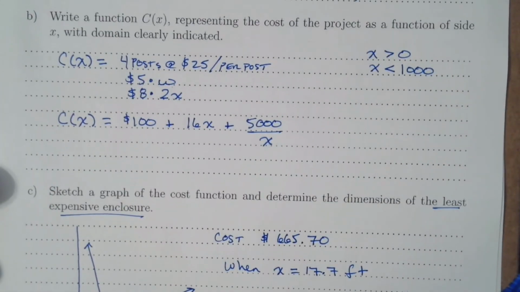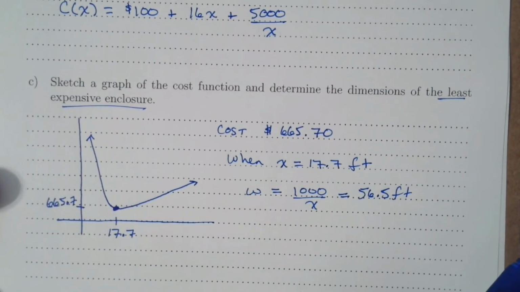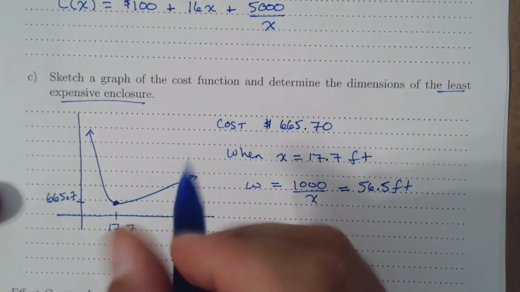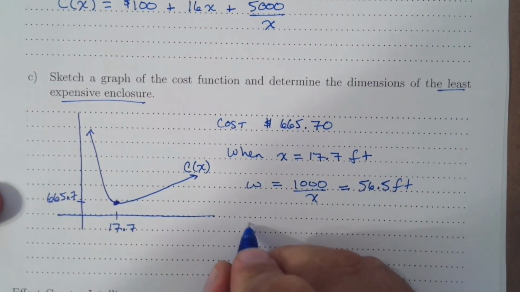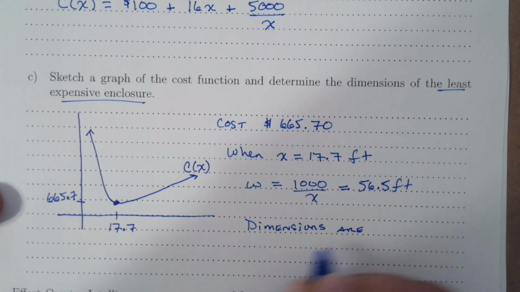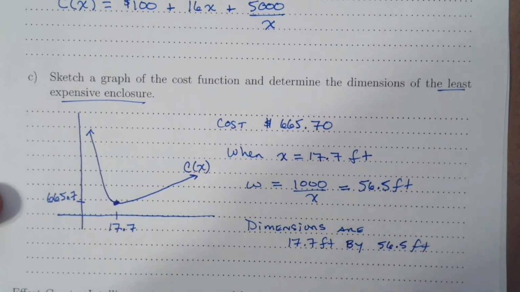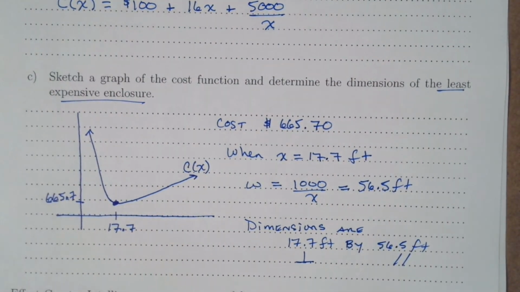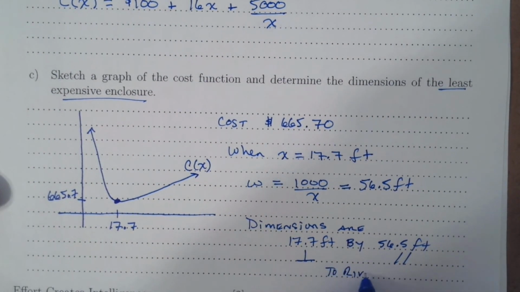Okay, so let's check to make sure that we've answered everything. Did we sketch a graph of the cost function and determine the dimensions of the least expensive enclosure? Well, this was our cost function, and our dimensions, we want to be clear in our response. Our dimensions are 17.7 feet by 56.5 feet, where this is perpendicular and that is parallel to the river, because that's what we're told.